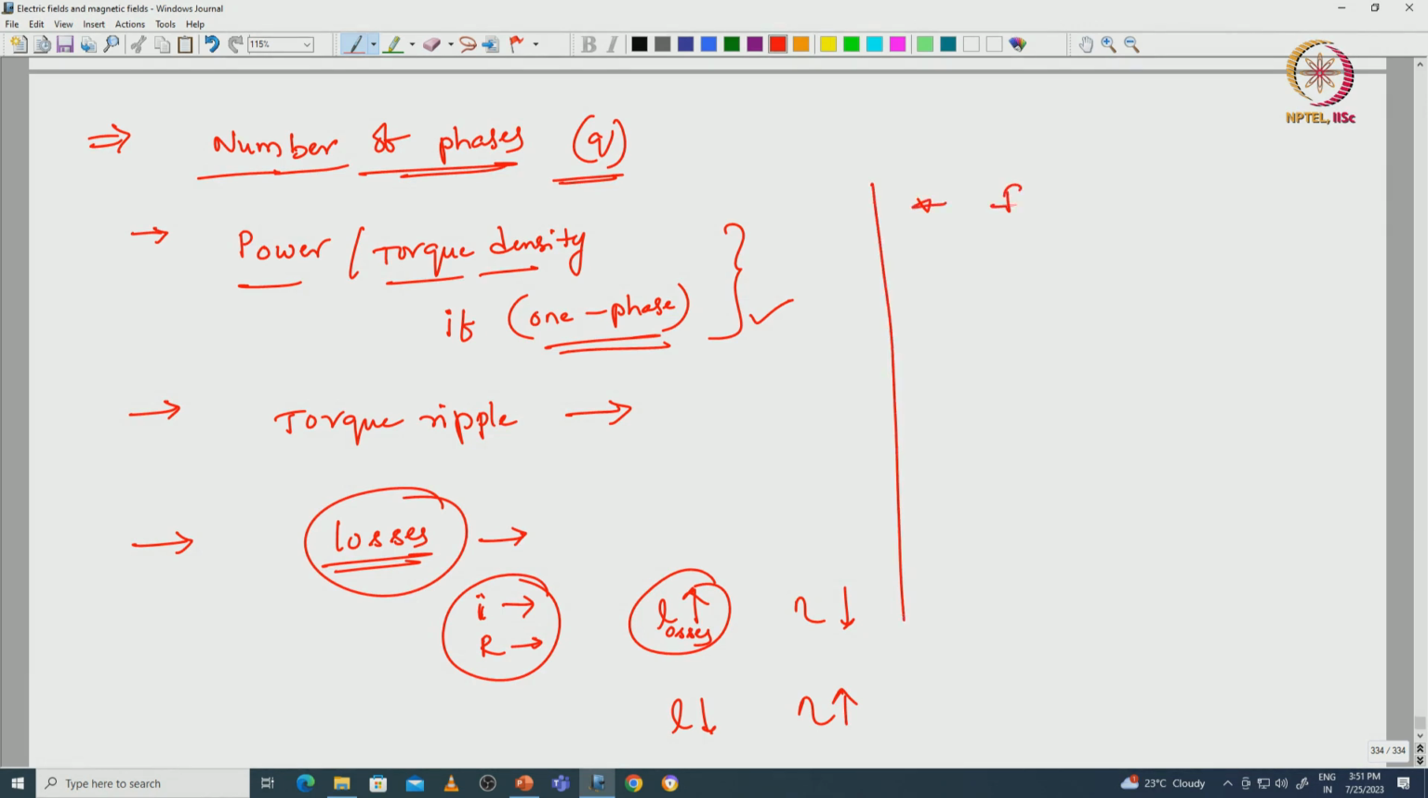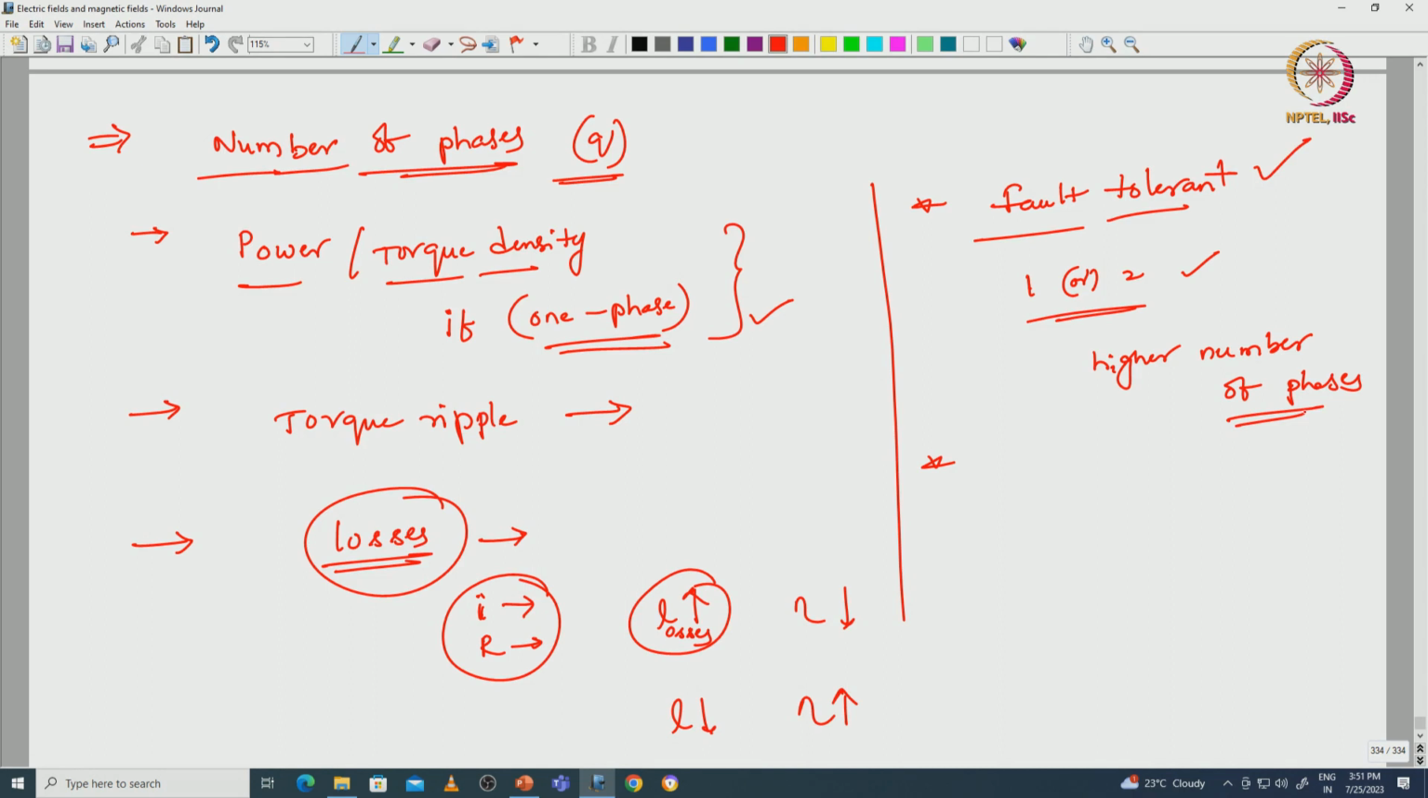And the next thing is fault tolerant capability. If 1 or 2 phases become faulty, and higher fault tolerant capability is required, we have to go with a higher number of phases. With a 2 phase machine or 3 phase machine, if 1 or 2 phases become faulty, the machine will be unable to start or unable to rotate. So, in order to make it more fault tolerant, we have to select a higher number of phases.